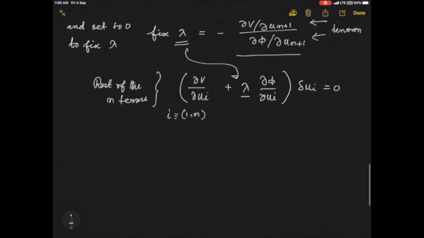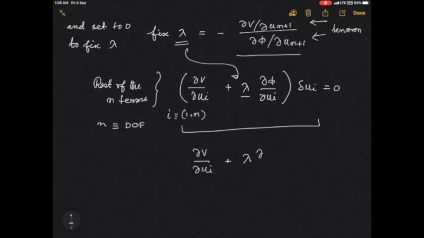Now, once I have done this, what do I have? I have the principle of virtual work written in terms of n coordinates, and n is the degree of freedom. Remember that n is the degree of freedom. So now it is quite clear that this quantity is equivalent to, and actually is, the generalized force. This is the generalized force, and all of them are equal to 0.